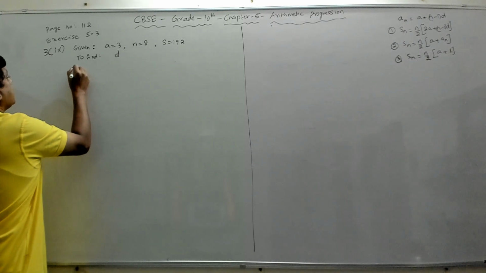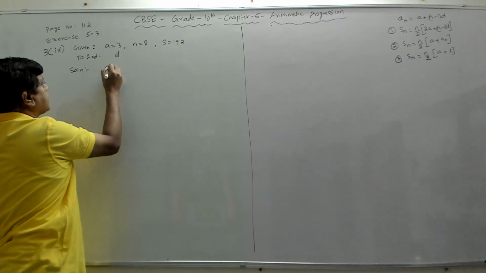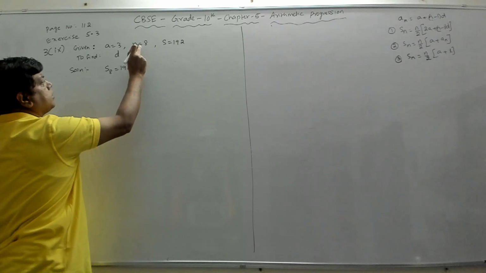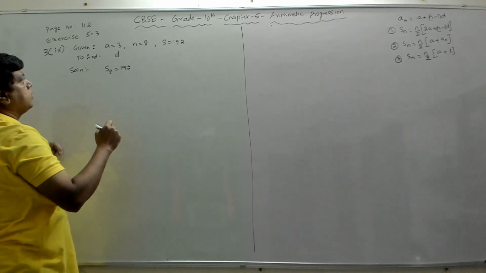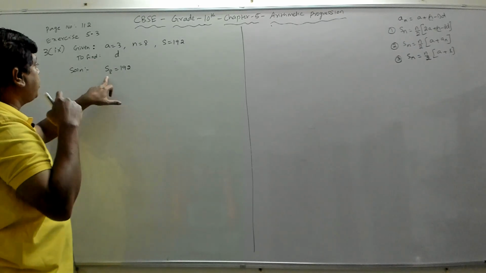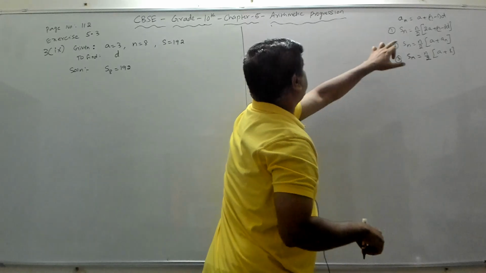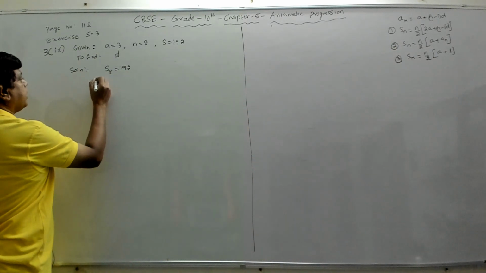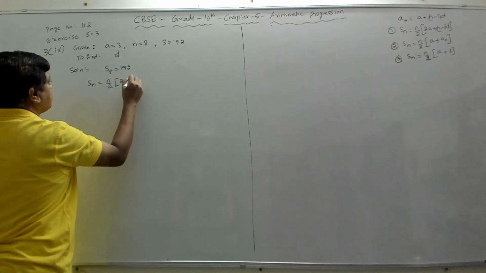Now again solution is, let's observe, S is 192 means it is actually S8, because your N is 8 terms. And what is S8? We don't know the last term, A8. So we can't use the second formula, we will use the first formula. Our Sn formula is n by 2 into 2a plus n minus 1 into d.